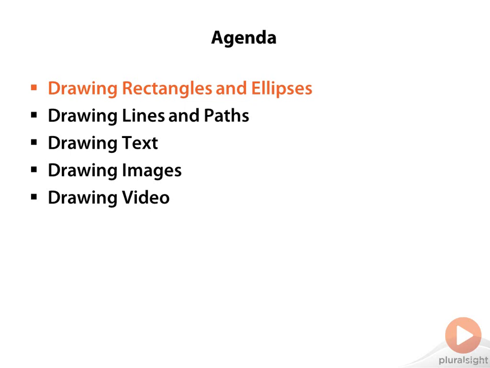Rectangles and ellipses are obviously some of the more common shapes that we might want to draw onto an HTML5 canvas, whether it's for a game, charting, or other application. So in this section, I'm going to focus on the different functions and the properties you can use to render these types of common shapes.